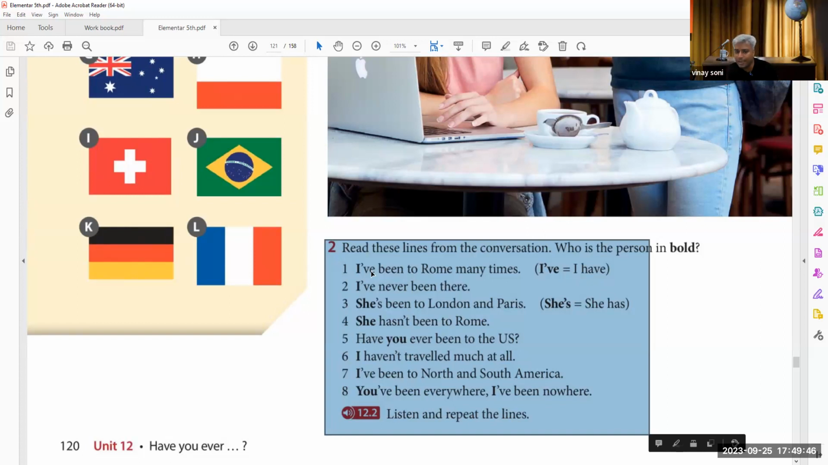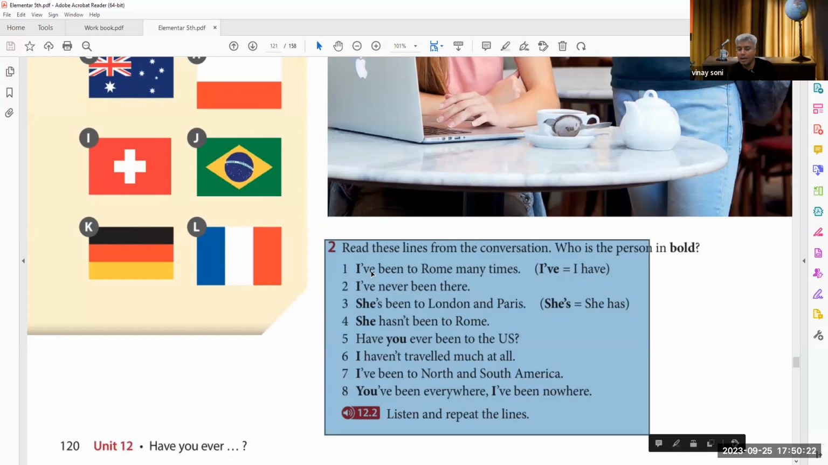Lexi's friend Abby. Abby's been to London and Paris. Okay, number four, she hasn't been to Rome. Who? Abby. Abby hasn't been to Rome. Five, have you ever been to the US? Who is this you? Lexi, because this guy Rudd asked this question. Have you ever been to the US? Okay, number six, I haven't traveled much at all. Who is this I? Lexi. Lexi hasn't traveled much at all.